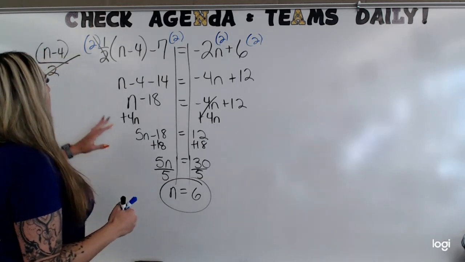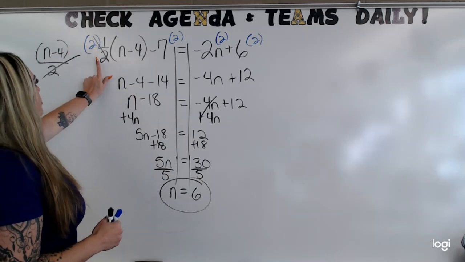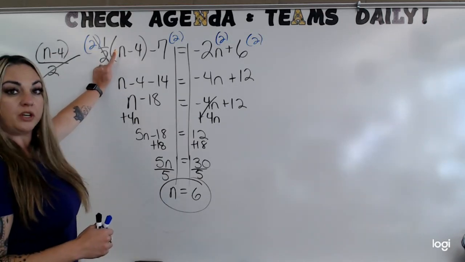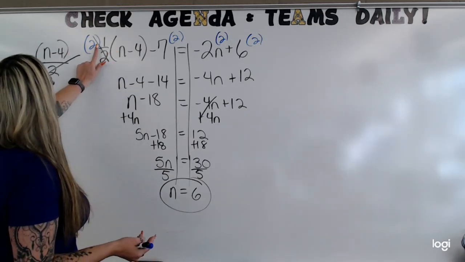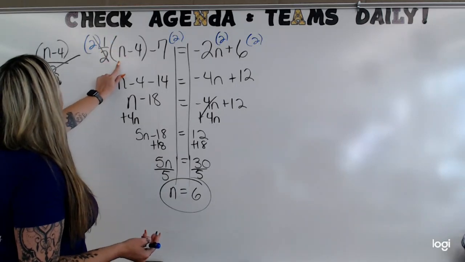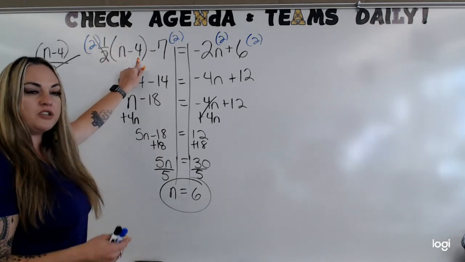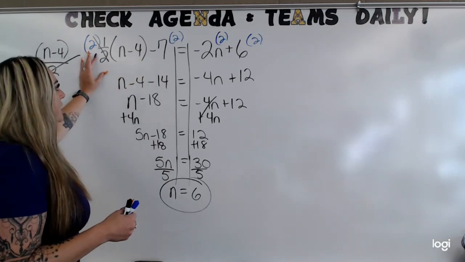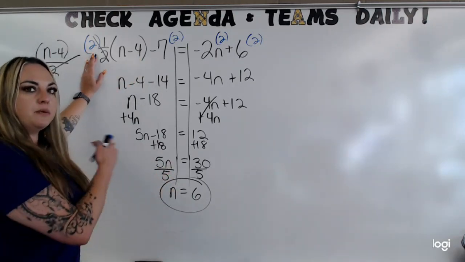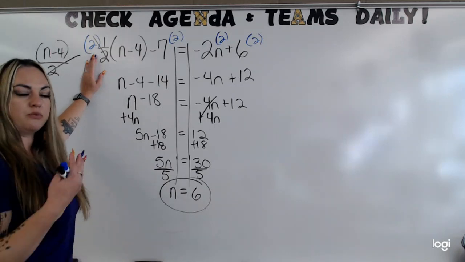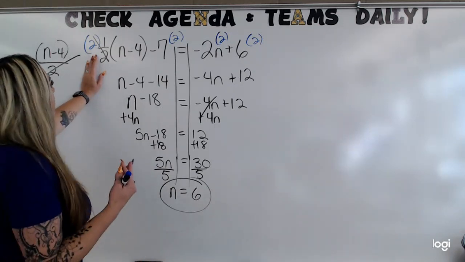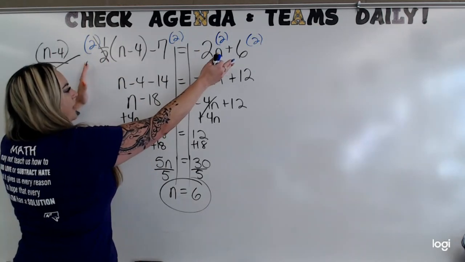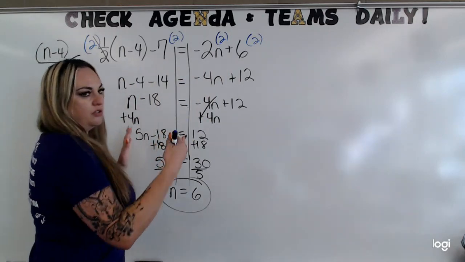So in this problem, we did not distribute the half. We could have. We could have distributed the half, and it would have been 1 half n minus 2. But you've still got that fraction in there. And so when you have a fraction, the first thing you want to do is eliminate that fraction first. So get rid of that division first. Then proceed with carrying on. You may need to distribute and do these other properties.